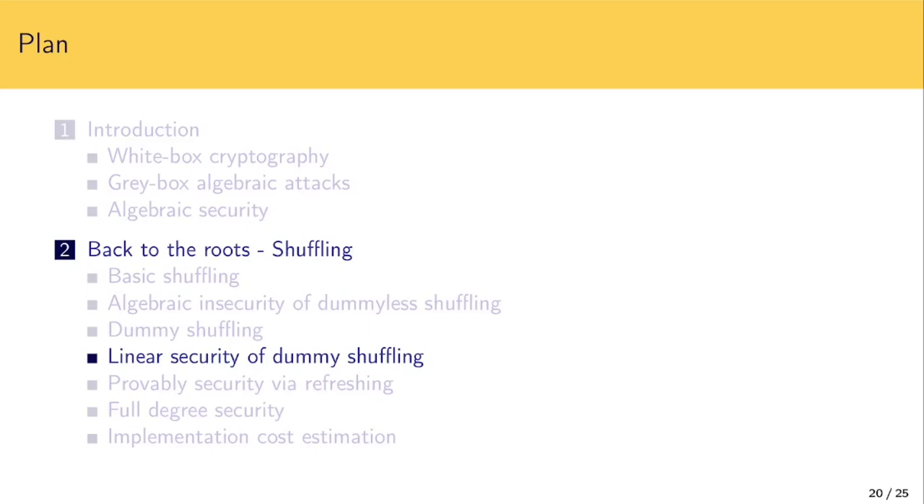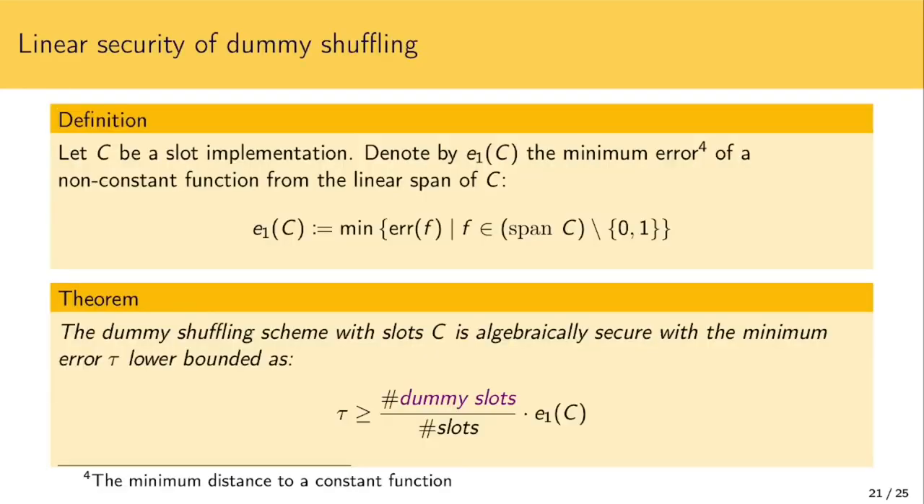I will now describe security of dummy shuffling against the linear algebraic attack. Assume we are protecting an implementation C. First, we have to compute its property E1, which is the minimum error of a known constant function in the linear span of C. Then we can show that the dummy shuffling scheme is secure against degree 1 attacks, with the error lower bounded by the parameter E1 times the ratio of dummy slots to the total number of slots.